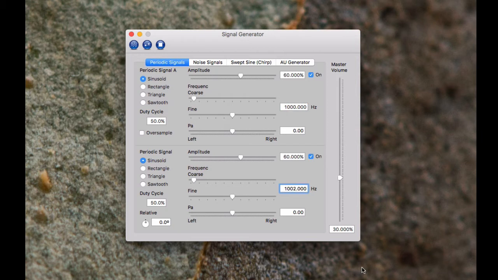If I change the beat frequency to say 1 Hz, now it's turning on and off at a frequency of 1 Hz. And again, the carrier underneath is the average of these two frequencies, which is 1000.5 Hz in this case.